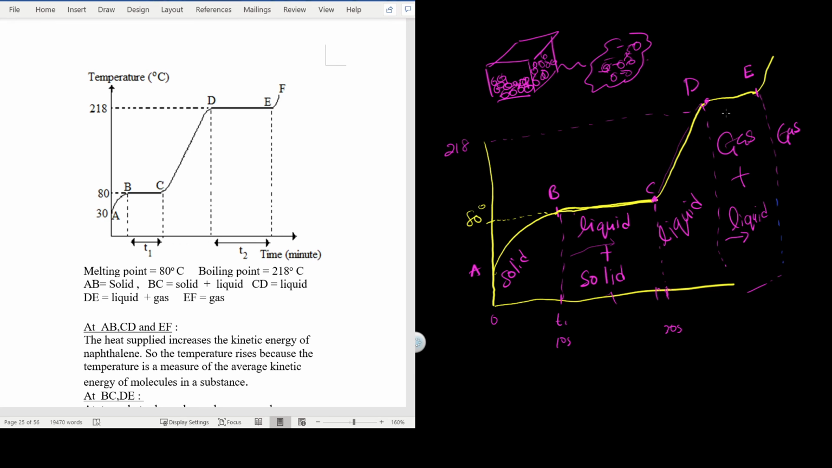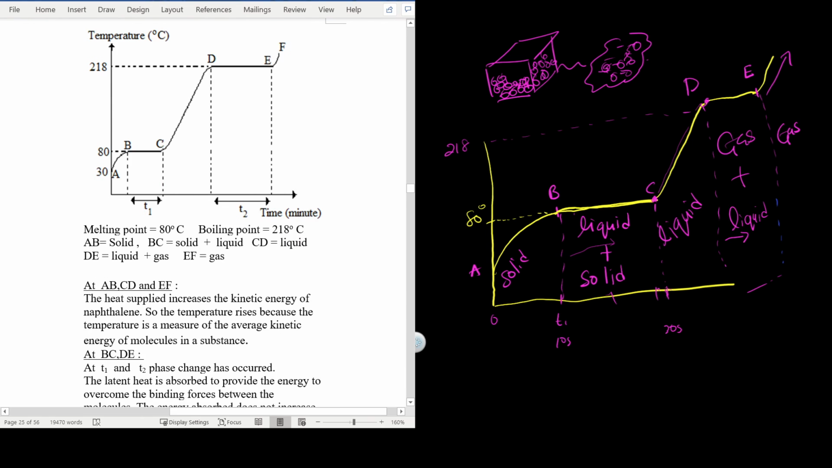That means we already supplied enough heat or energy to overcome the force of attraction between all of those atoms and molecules in the liquid. So all of them already become gas throughout this curve. So that is how we can conclude this, or what we can get from this heating curve. All of that information can be obtained from this heating curve.